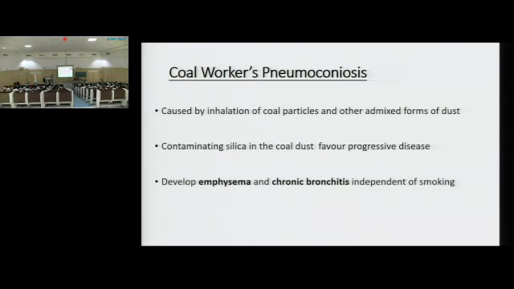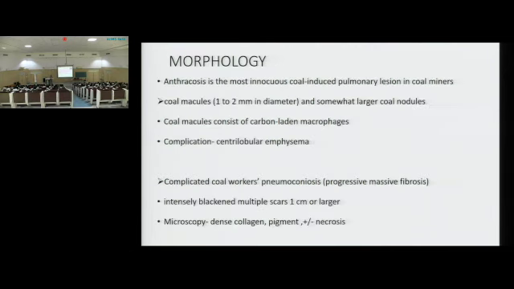So now what happens in the spectrum of coal workers pneumoconiosis? It is caused by the inhalation of coal particles. So the persons who are working in coal mining industries will develop this coal workers pneumoconiosis. They are also contaminated with silica particles, which favors progressive disease. These patients may develop emphysema or chronic bronchitis also. They may have a history of smoking or may not.